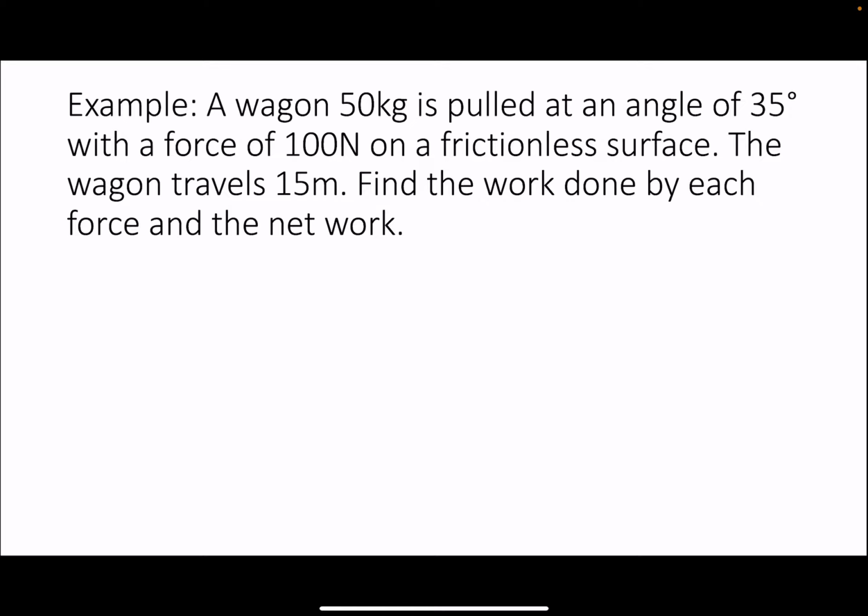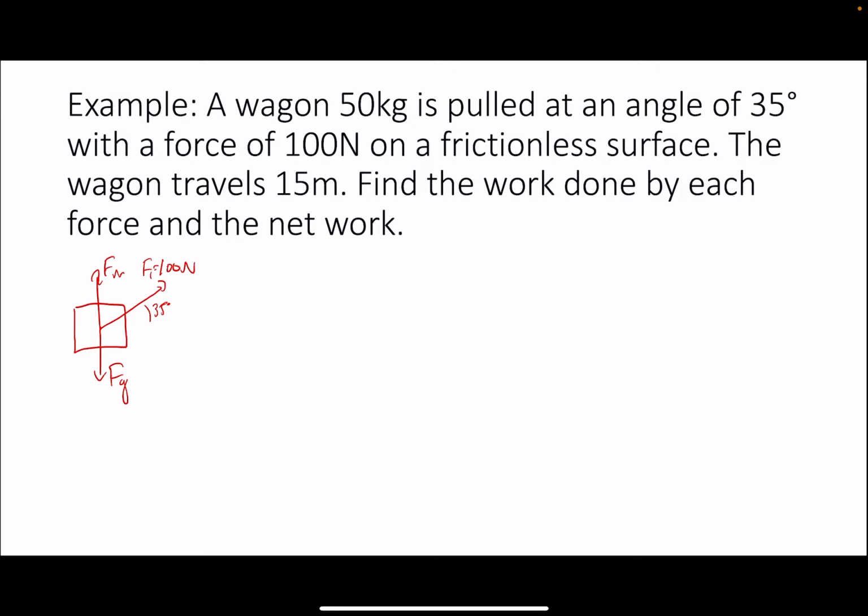So let's do a free body diagram. We have a wagon problem. Remember that we did force of gravity down, we had normal force up, and then we had some force at an angle of 35 degrees. And this is 100 newtons. We can call it the applied force, F1. Okay.